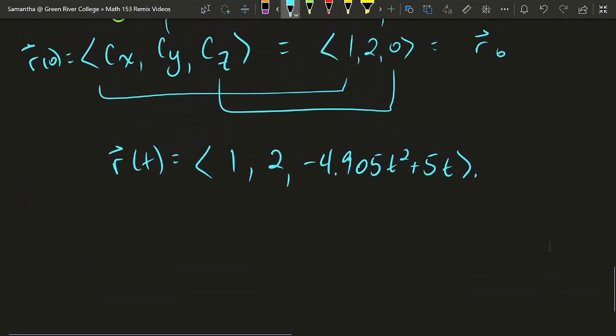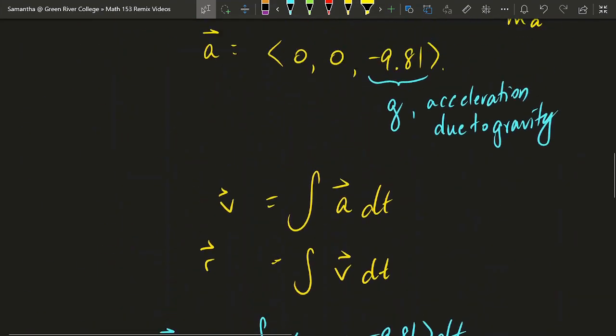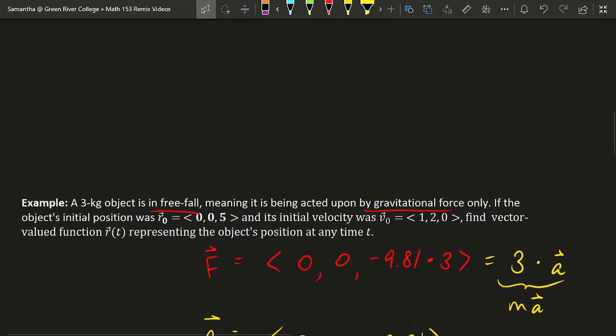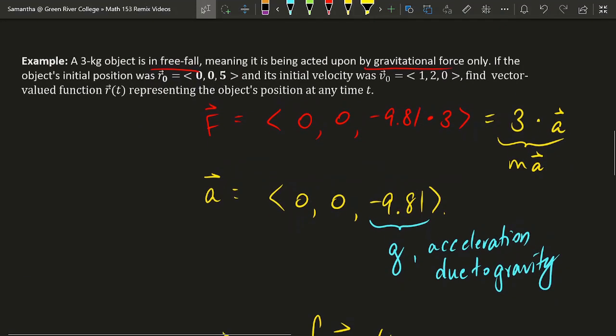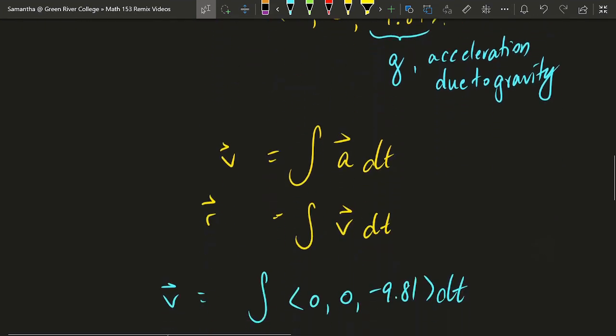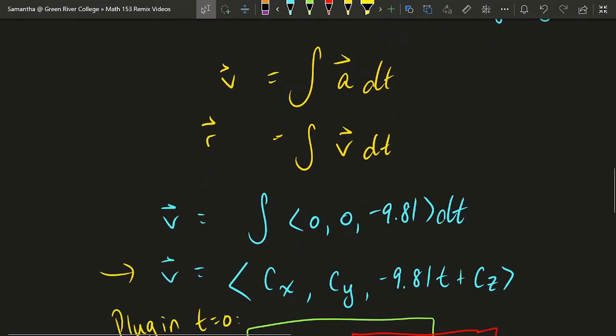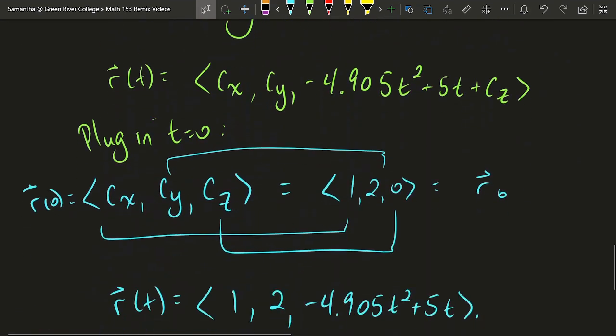That is how I would calculate the position from, in this case, the forces acting on an object with a known mass. Use the force vector to find acceleration. Integrate acceleration to find velocity. Integrate velocity to find position, and then you are done.